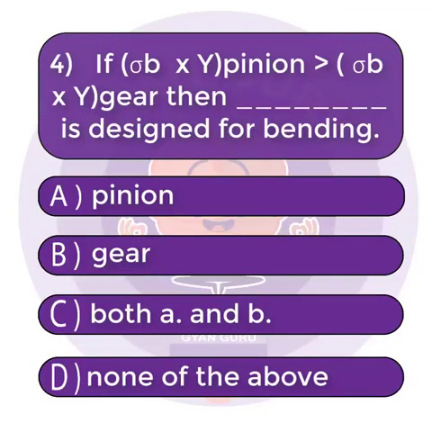If sigma_b(pinion) is greater than sigma_b(gear), then ________ is designed for bending. A. Pinion. B. Gear. C. Both A and B. D. None of the above.